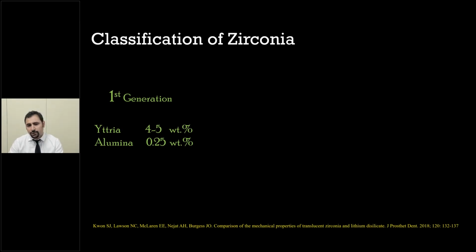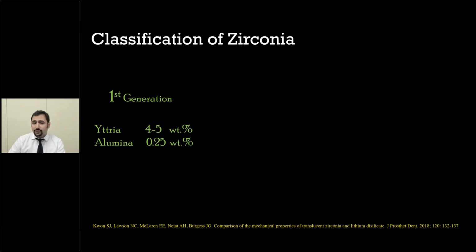In the first generation, like Lava Frame, they observed that the translucency is really opaque. It's not a nice and beautiful and aesthetic restoration. It's really opaque, so they used it mostly for substructures. And the reason they found, attributing to the fact that it's not translucent, would be the alumina that acts as an impurity. And in the grain boundaries, it deflects the light, and we cannot have a nice translucency.